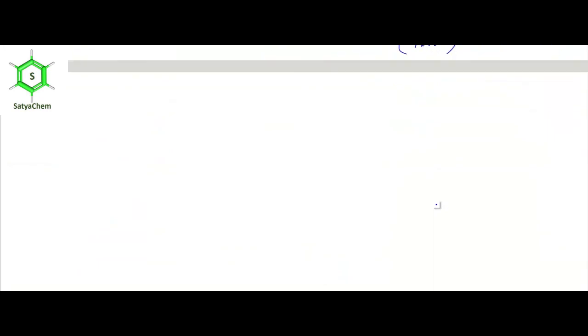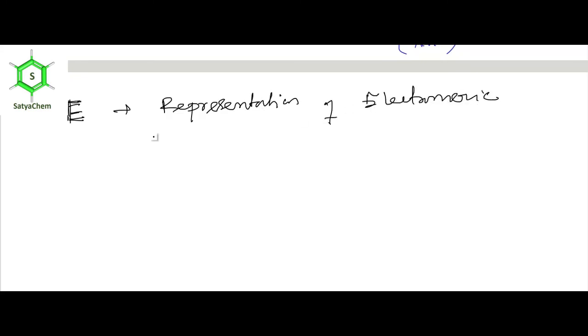So now electromeric effect. Usually we represent electromeric effect by E, but don't confuse it with electrophile. We use E when we represent electromeric effect. So now what is electromeric effect?